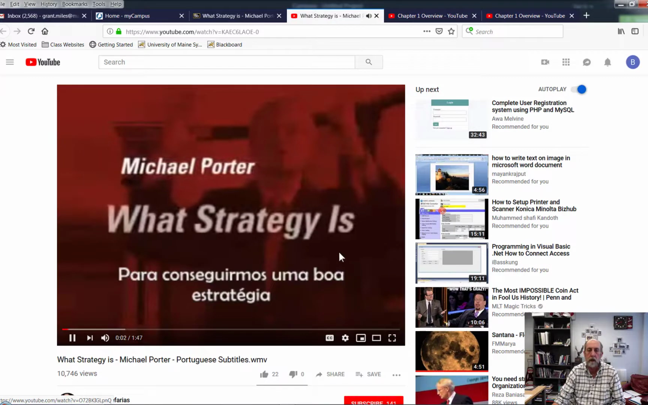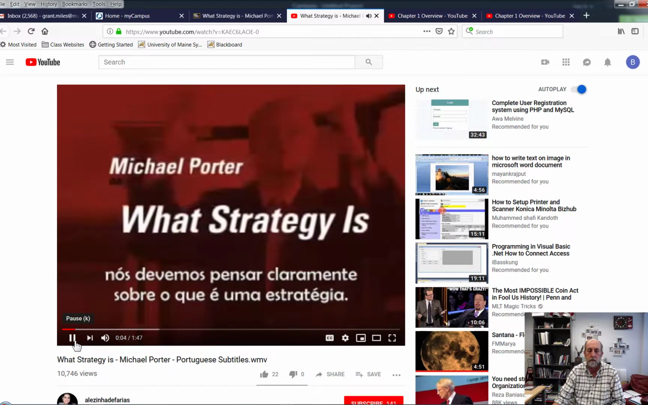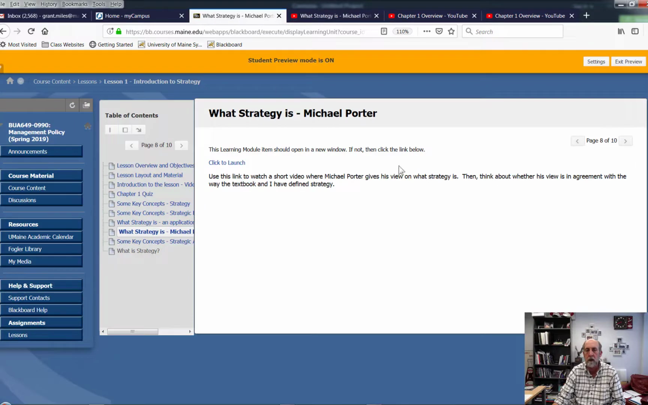If we're going to have a good strategy, we've got to think clearly about what strategy. From other classes, Porter's 5 Forces for Industry Analysis, for example, talking about his view of what strategy is.